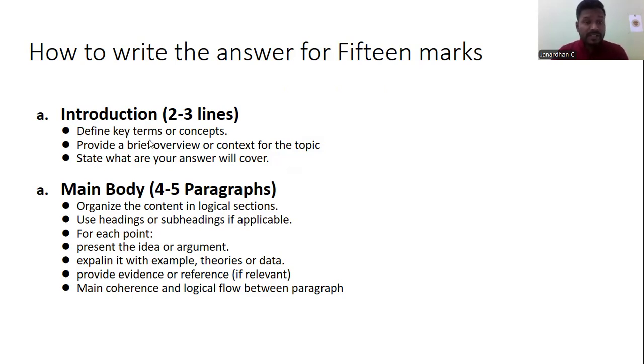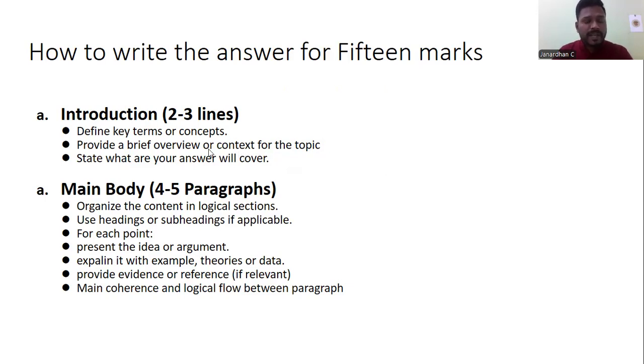Define key terms or concepts. When you are writing the introduction, you have to use the terms and concepts. Provide a brief overview or the context of the topic. I know you people are now getting how to write this introduction. With an example, I'll explain it to you. Till then, keep these points in mind: define the key terms, and provide a brief overview or context of the topic.